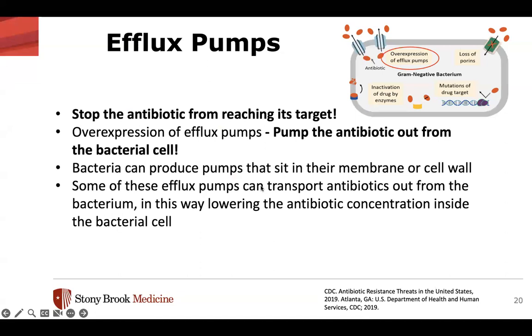The first one we have is the efflux pump, which stops the antibiotic from reaching its target. Efflux pumps are pumps that pump the antibiotic out from the bacterial cell, and overexpression of these pumps really helps the bacteria survive because the antibiotics are being pumped out. Some of these efflux pumps can transport antibiotics outside the bacterium, lowering the antibiotic concentration inside the bacterial cell. These efflux pumps are very common in bacteria and can transport a variety of compounds such as signal molecules and nutrients. In some cases, mutations in the bacterial DNA can make the bacteria produce more of a certain pump, which in turn increases resistance because the pump will pump out the antibiotic from the bacteria.